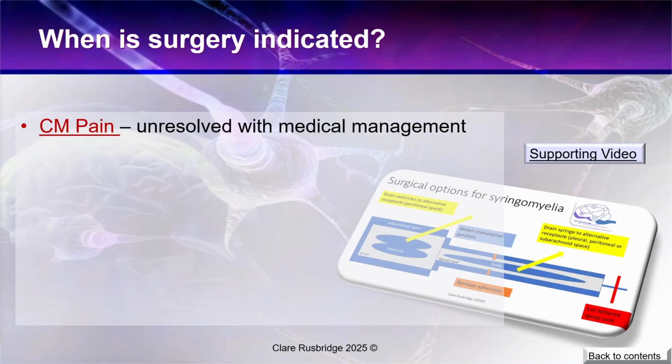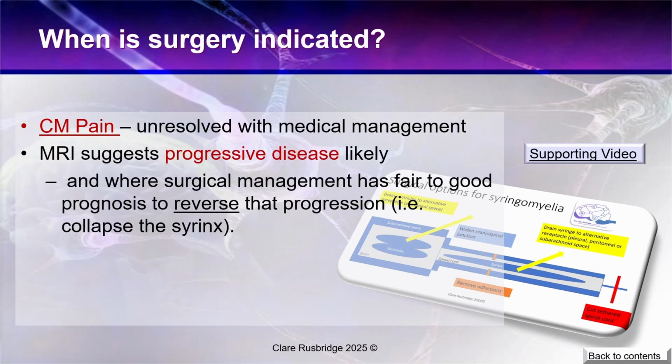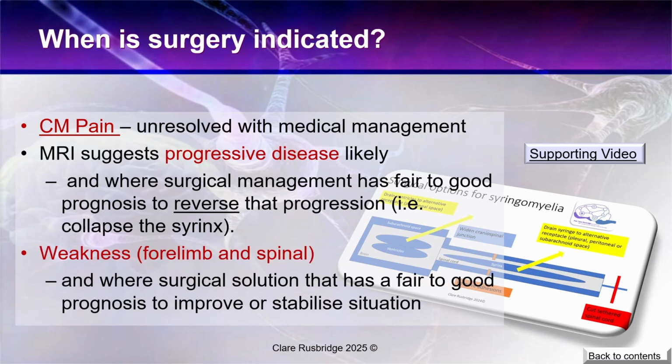So as I've said before, there is a supporting video on this which really helps explain the surgery in more detail and has more pictures, but it's for Chiari malformation pain which is unresolved with medical treatment, or if there is progressive disease, or where there is weakness and you can give a good prognosis that by doing the surgery you'll improve that weakness, given that weakness is often due to permanent death of the cells.